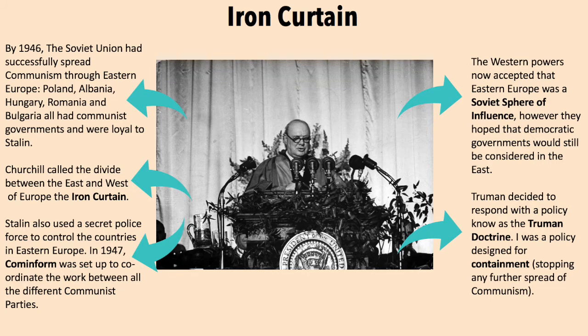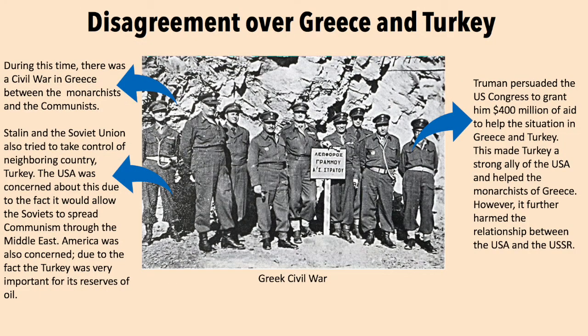Truman decided to respond with a policy known as the Truman Doctrine. It was a policy designed for containment, which is stopping any further spread of communism. During this time, there was a civil war in Greece between the monarchists and the communists. Stalin and the Soviet Union also tried to take control of neighbouring country Turkey.